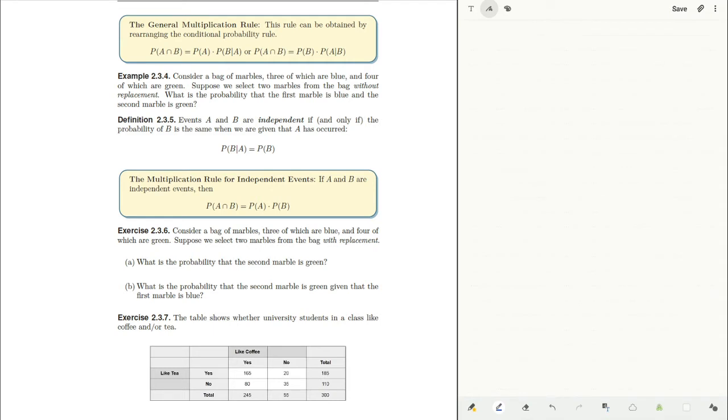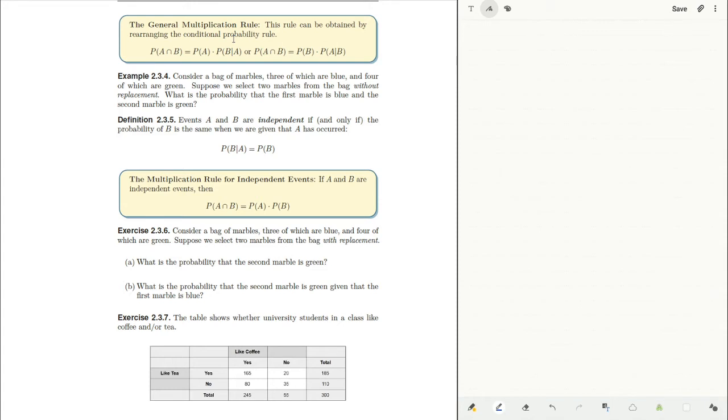So now let's look at some rules for finding the probabilities for the intersection of events. So the general multiplication rule says that we can find the probability of A and B by taking the probability of A and multiplying it by the probability of B given A. Alternatively, it could also be found by taking the probability of B and multiplying it by the probability of A given B. And so this formula can be obtained by rearranging the formula for the conditional probability.